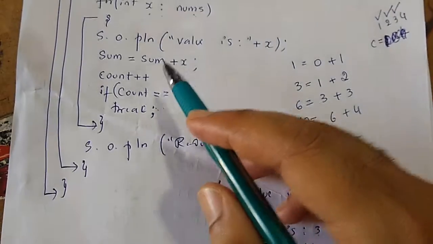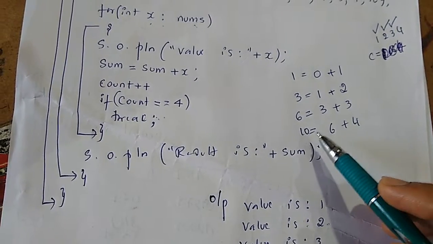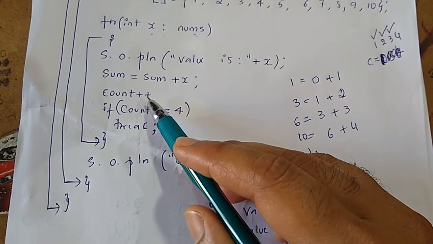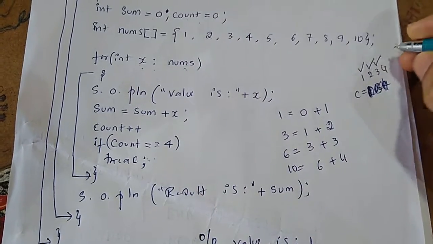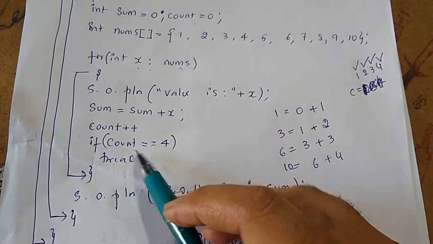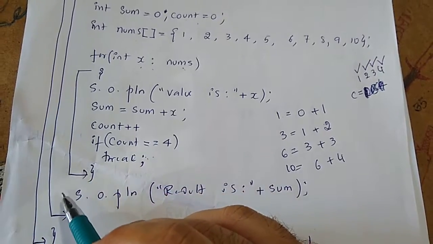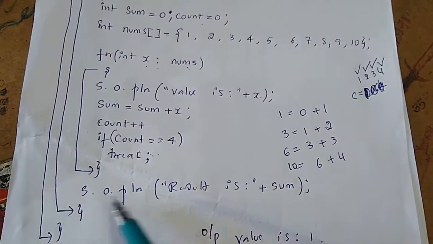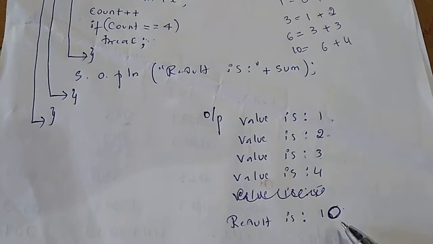Next it will calculate sum. What's the previous value of sum? 6. 6 plus 4 is 10. Count will be incremented. The previous value of count is 3. Now it will become 4. But is 4 equal to 4? True. Break, it will come out of your for each statement. And it will print this one: Result is sum. What's the value of sum? 10. We'll get the output as 10.